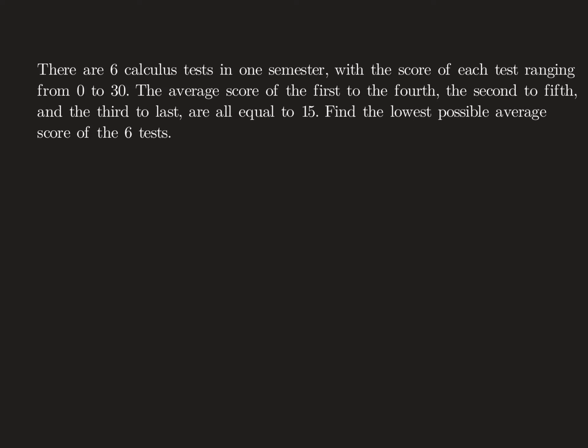Hi guys, so this problem about statistics asks us that if there are 6 calculus tests taken in one semester, with the score of each test ranging from 0 to 30, and the average score of the first to the fourth, the second to the fifth, and the third to the last are all equal to 15, then what's the lowest possible average score of the 6 tests?